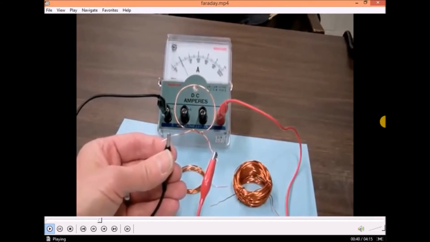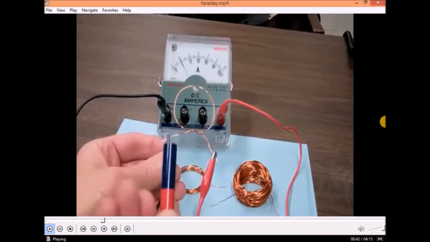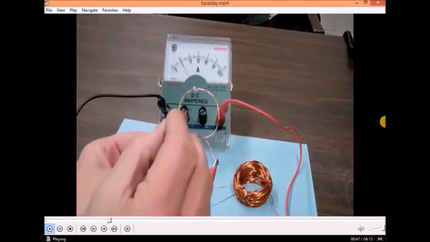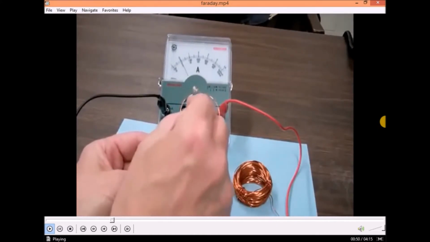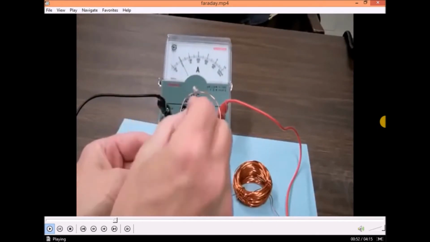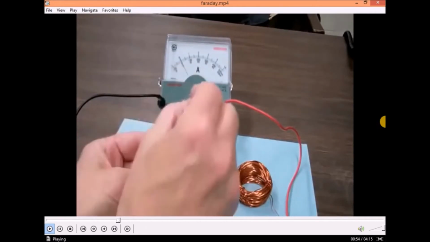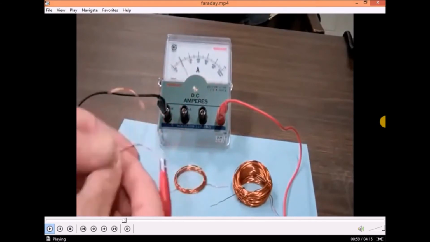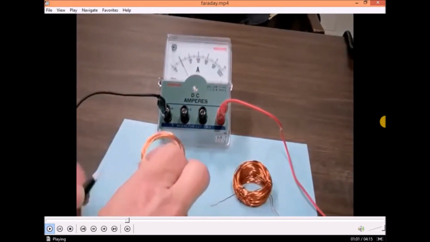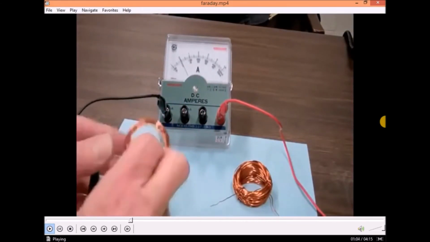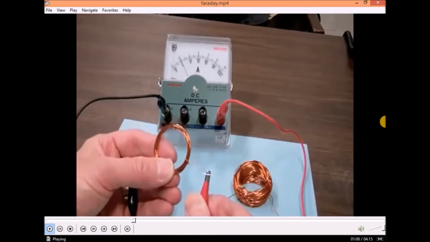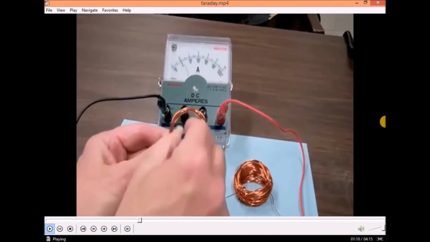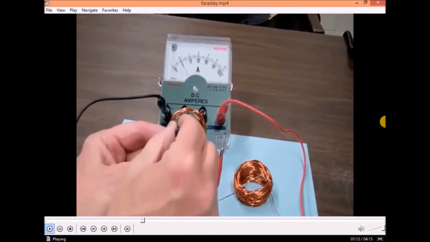I now have the single loop coil connected to the ammeter, and I'm going to move the bar magnet into and out of the coil. And if you watch very closely, you can see a slight deflection of the ammeter needle. Okay, so now let me connect the 10 loop coil. And then I'm going to do the same thing. I'm going to move the bar magnet in and out of the coil. Now you can see more movement of the needle.